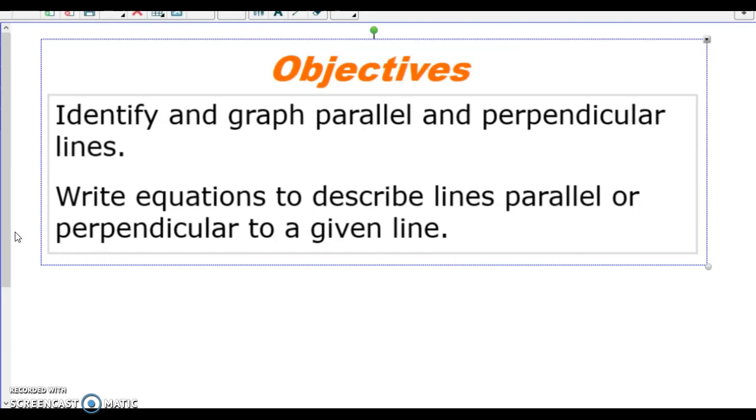So here's the joke for the day. What did the lines do at the gym to avoid each other? Anyone? They used the parallel bars.